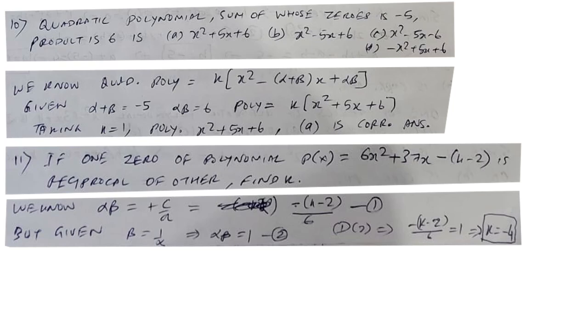So alpha beta is equal to c by a, that is equal to minus of k minus 2 divided by 6, that is equation 1. But they've already given that beta is the reciprocal of alpha. Okay, beta is equal to 1 upon alpha. So alpha into beta equal to 1. Okay, so alpha beta, according to equation 1, is minus of k minus 2 by 6, and it is also 1 according to equation 2. So using 1 and 2, we can say that minus of k minus 2 divided by 6 is equal to 1. Okay, simplifying, we get k equal to minus 4.